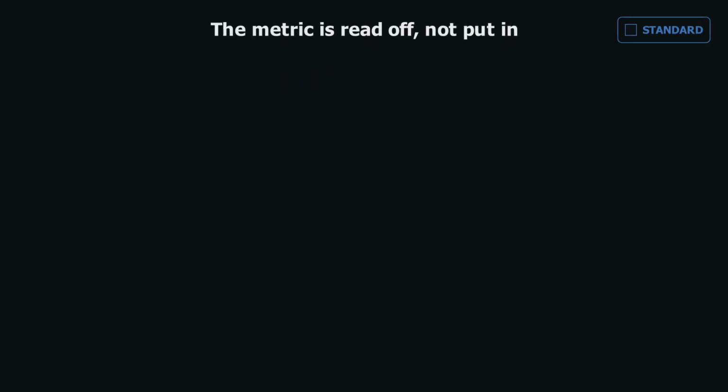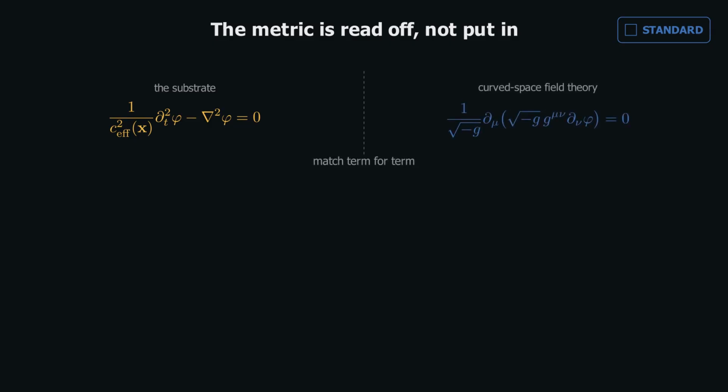Here is where the geometry appears, and I want to be precise about how, because this is the load-bearing move of the chapter. In the slowly varying regime, the eikonal limit, where the profile changes little over one wavelength, the soft field obeys 1 over C effective squared of X times the second time derivative minus the Laplacian equals 0. Now compare that, term for term, with the massless Klein-Gordon equation on a curved background. The comparison is not loose.